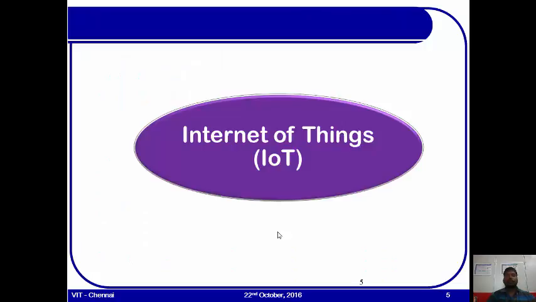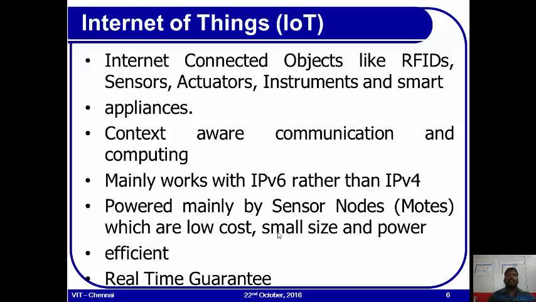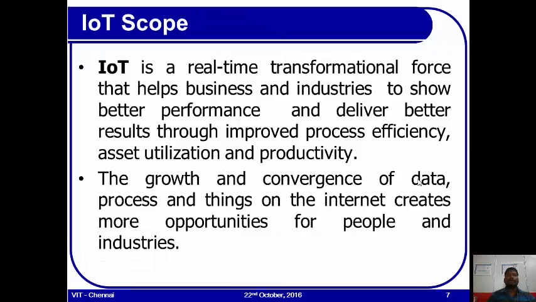Now we will focus on Internet of Things. Internet connected objects like RFID, sensors, actuators, instruments and smart appliances. Context aware communication and computing mainly works with IPv6 rather than IPv4, powered mainly by sensor nodes which are low cost, small size and power efficient, which guarantees the real-time performance.